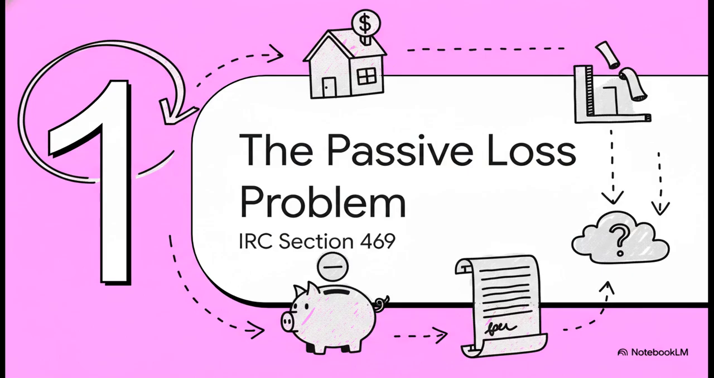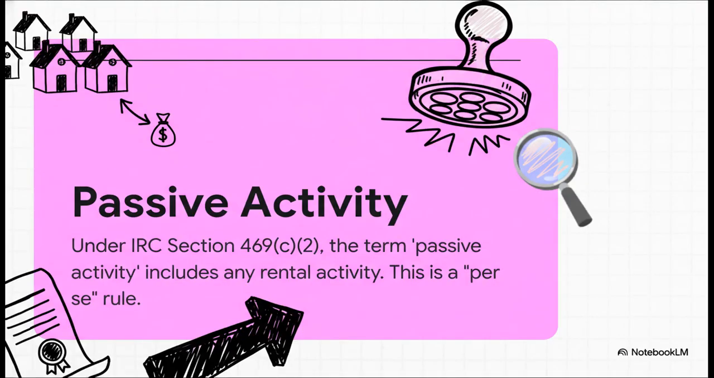To really get why the solution is so powerful, you first have to understand the problem it's designed to fix. And it all boils down to one specific, really important part of the tax code. Okay, time to get specific. We're talking about Internal Revenue Code Section 469(c)(2). And it says point blank that any rental activity is a passive activity. This is what tax pros call a per se rule. That means it's automatic. It's a done deal.